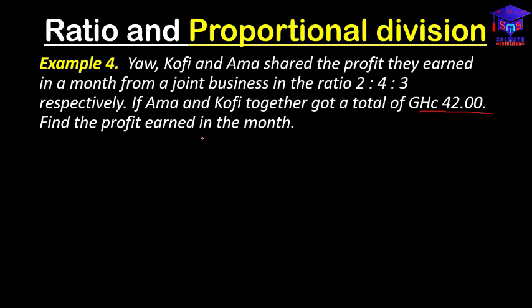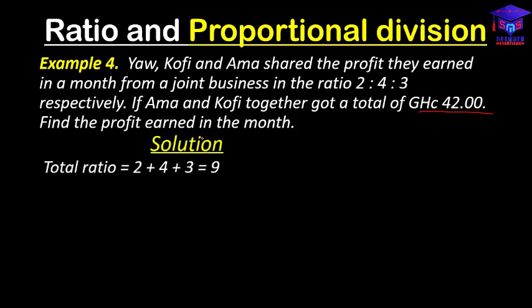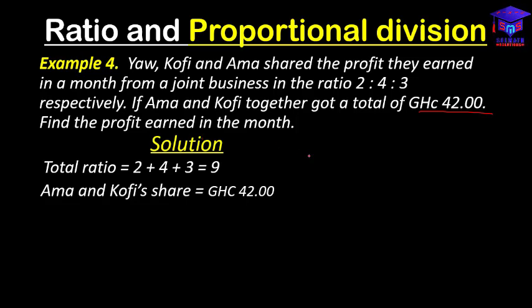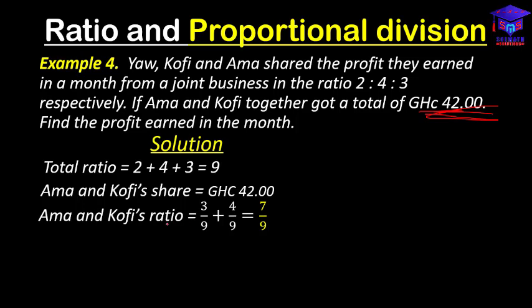Good. So as always, we first have to find the total ratio. So the total ratio is 2 plus 4, 6 plus 3, 9. So Ama and Kofi's share was given to be 42 Ghana cedis. Now we can write Ama and Kofi's total fraction. That's 3/9 plus 4/9. This is Ama's fraction and this is Kofi's fraction. Now when you put it together, you'll be getting the total fraction of 7/9.